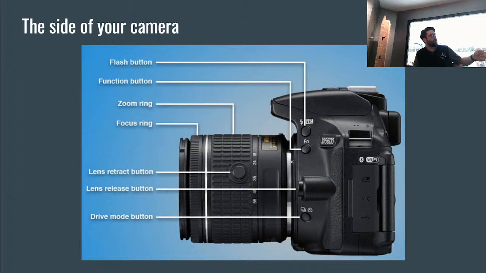The lens release button, for anybody who's using a mirrorless or a DSLR, if you have a point and shoot, it won't work for you. But if you have a mirrorless or DSLR, you'll be able to remove the lens from your camera and attach a different lens.